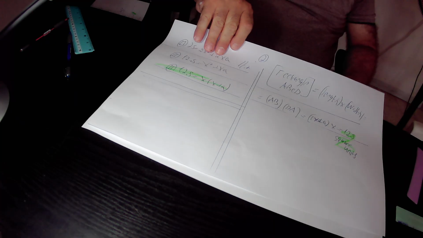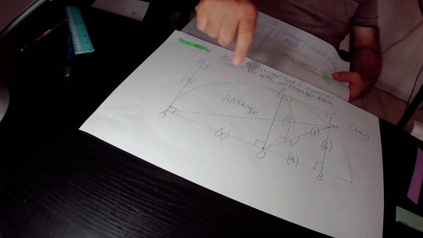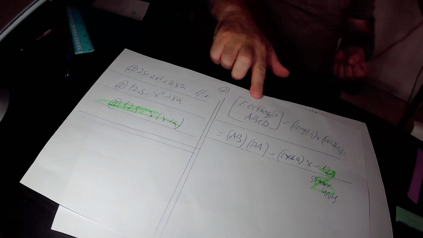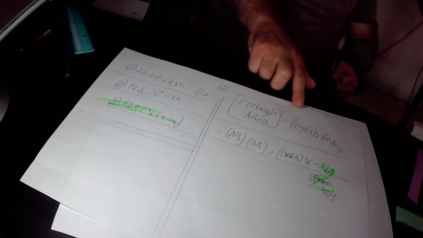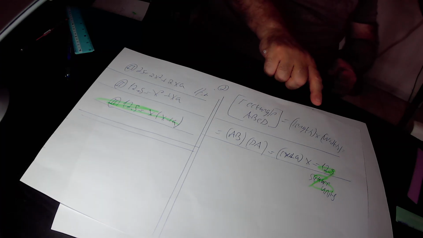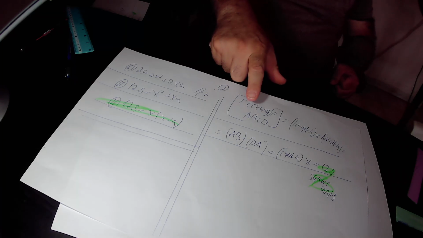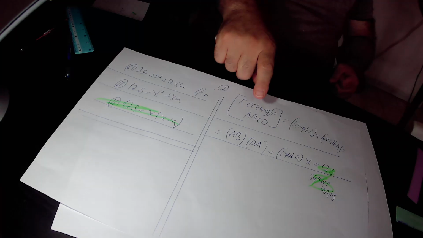Our mission is to find the area of this rectangle ABCD. Read again, our mission is to find the area of the rectangle ABCD. The area of a rectangle equals the length of the rectangle times the width. And therefore, the area of rectangle ABCD must be equal to the length of the rectangle ABCD times the width.